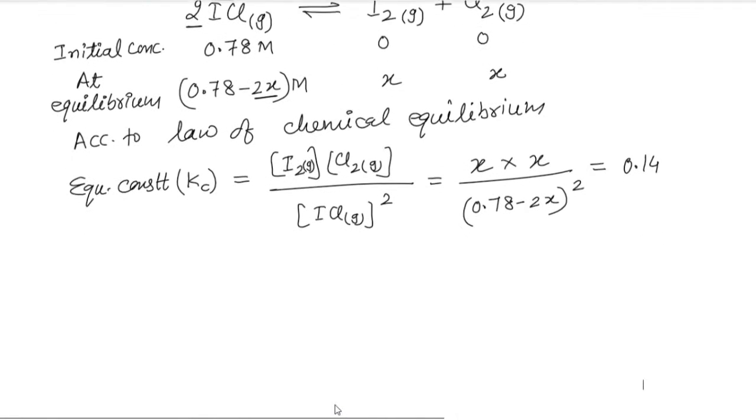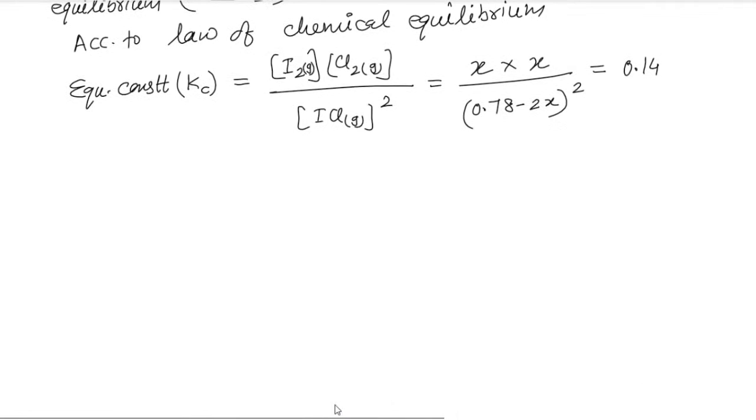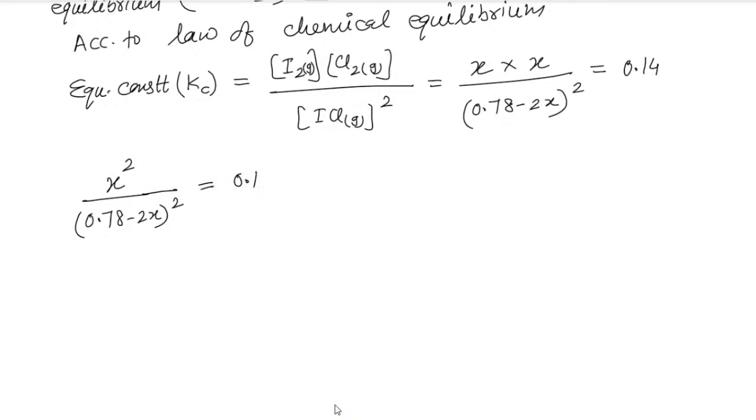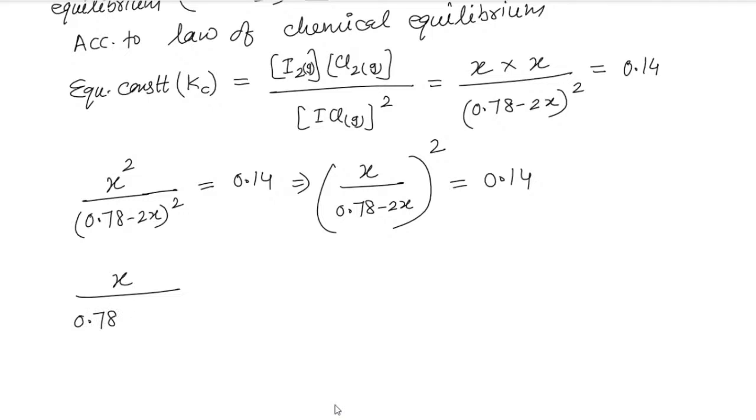Now we have to calculate x. It is now mere mathematics. It is all mathematics. It is x square divided by 0.78 minus 2x raised to power 2 equal to 0.14. That implies x divided by 0.78 minus 2x, whole raised to power 2, equal to 0.14. So from here, x upon 0.78 minus 2x is equal to square root of 0.14. So what is square root of 0.14?